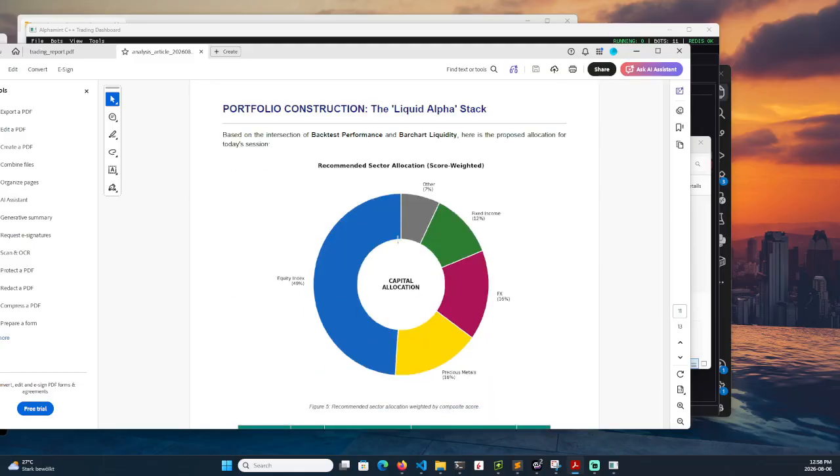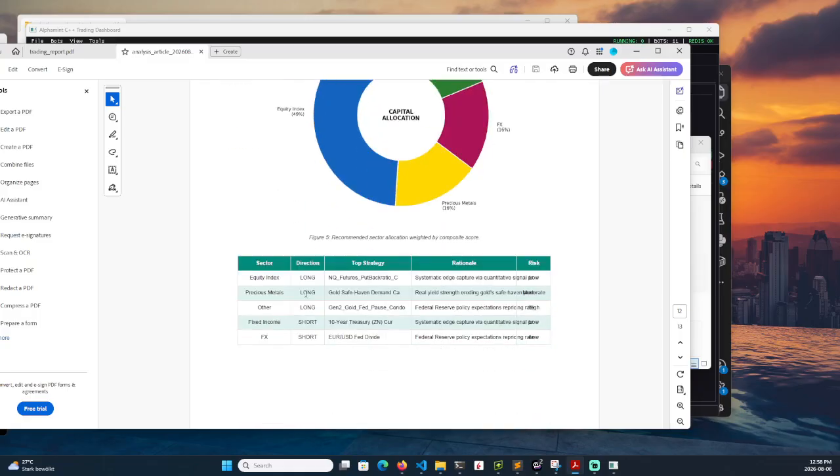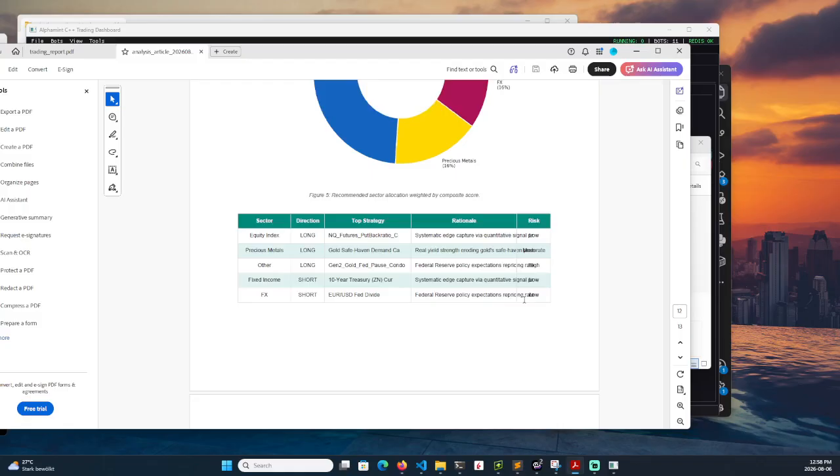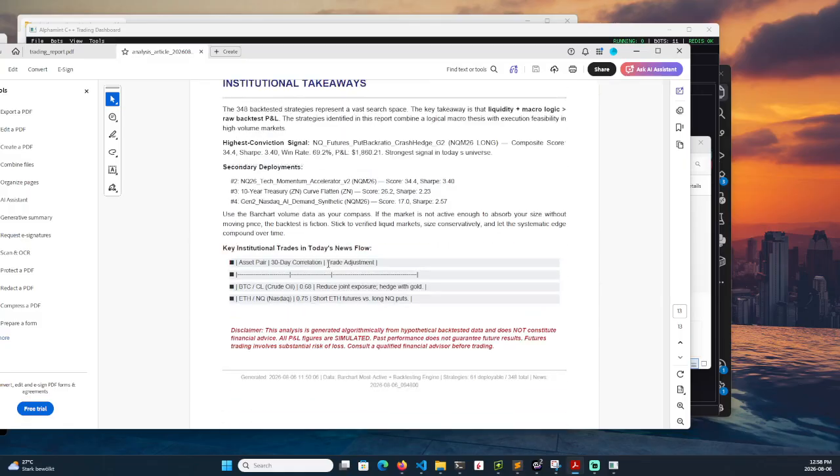And then there's just a general overall equity or portfolio sector allocation: indices 49%, fixed income 12, forex 16, the precious metal at 19. Here's all of the different recommended strategies with the rationale plus the risk level, plus the institutional I just showed you. So those are some of the highlight reports.